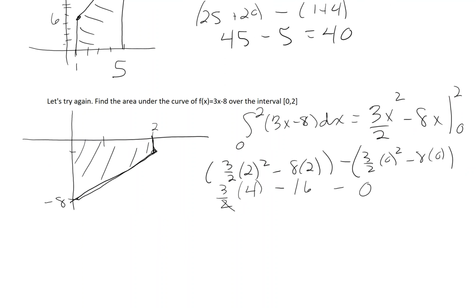Right. So this 2 cancels that 2. I have 2. 2 times 3 is 6. 6 minus 16 minus 0. This gives me negative 10, right? So here's what's different. I got a negative answer, and the whole reason for the negative answer is the number is underneath the x-axis. So I wanted you to see above the x-axis I get a positive number, below the x-axis I get a negative number.